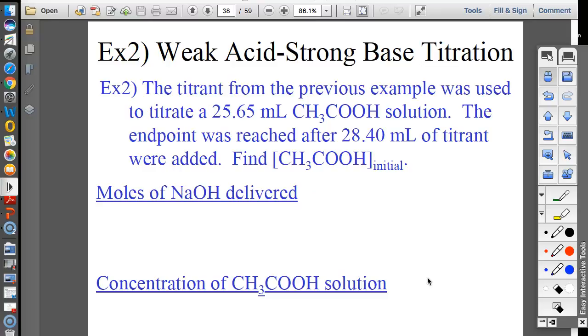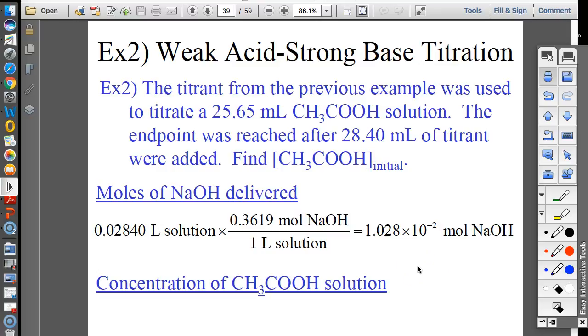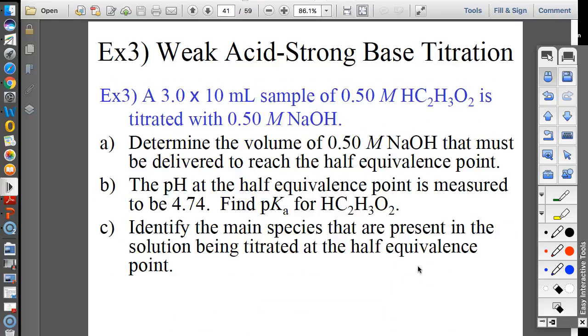On Friday, the only thing that I had done in second period that I didn't do with you was this example problem, so let's go ahead and knock it out real quick. It says the titrant from the previous example. Actually, I skipped this one. That's a lie. I'm a liar. The one that I did with them was example 3, so I'm going to go ahead and do that. This is the one that I did with them that I didn't do with you.